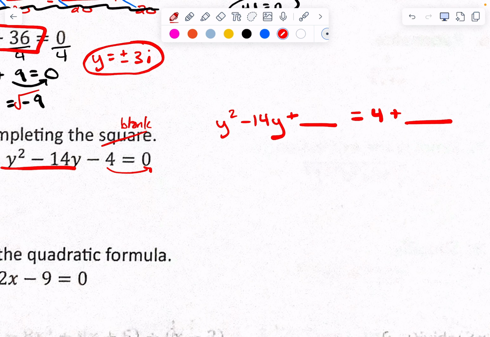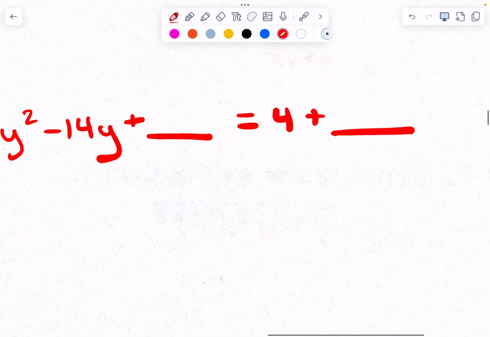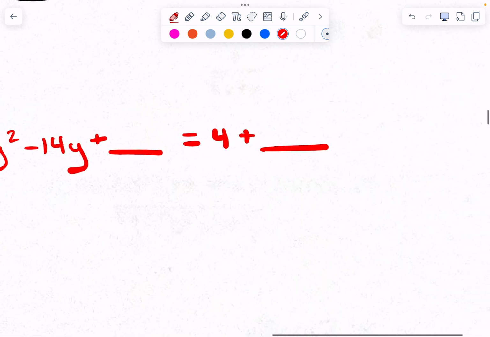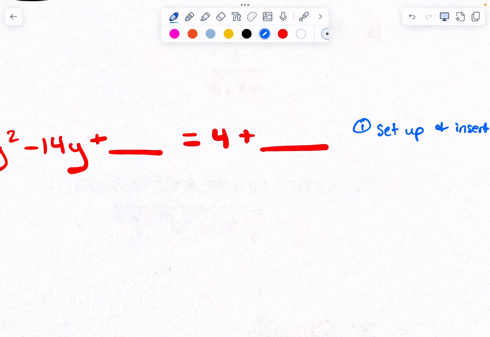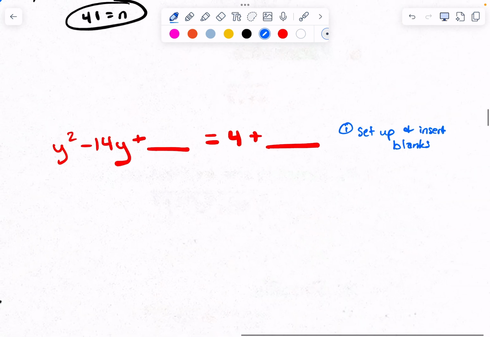All right, are we doing good so far? I got to insert my blanks. That's number 1. If you want steps, set up and insert blanks. Did you divide 14? Didn't you say something like you divide some number by 2?